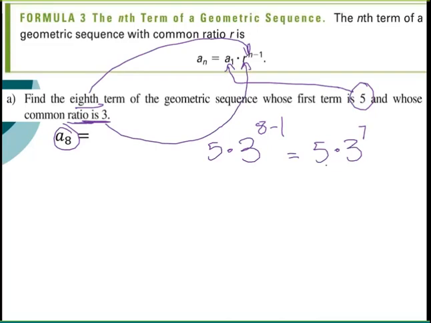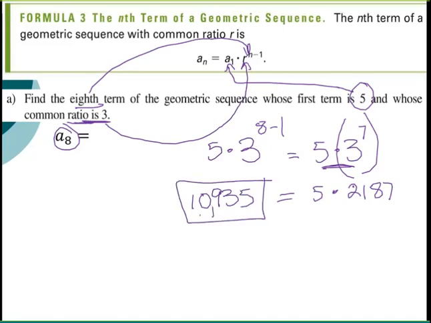Now please make sure that you don't make this a 15. It's 3 to the 7th first, and then times that by 5. So if I take 3 to the 7th power, I get 2,187, and I need to times that by 5. So if I multiply by 5, boom, I get 10,935. That would be the 8th term of the geometric sequence. Not the sum, sorry. So this is the actual 8th term, so A8.